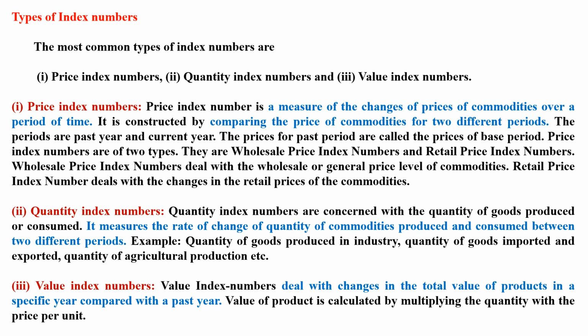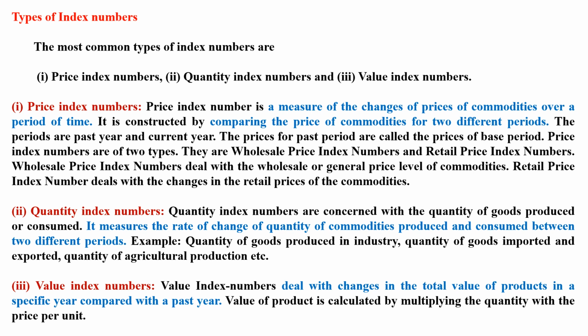Price index numbers are of two types. They are wholesale price index numbers and retail price index numbers. Wholesale price index numbers deal with the wholesale or general price level of commodities. Retail price index number deals with the changes in the retail prices of the commodities.